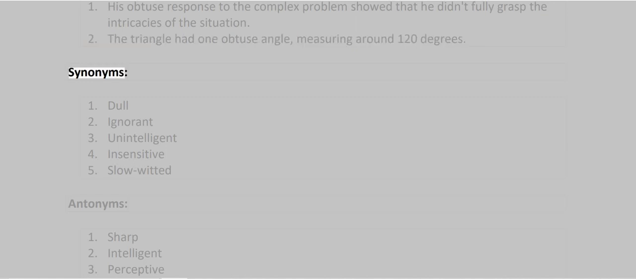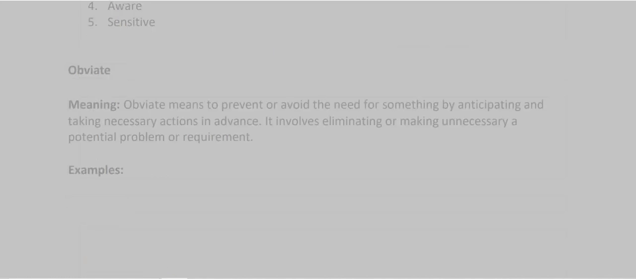Synonyms. 1. Dull. 2. Ignorant. 3. Unintelligent. 4. Insensitive. 5. Slow-witted. Antonyms. 1. Sharp. 2. Intelligent. 3. Perceptive. 4. Aware. 5. Sensitive.